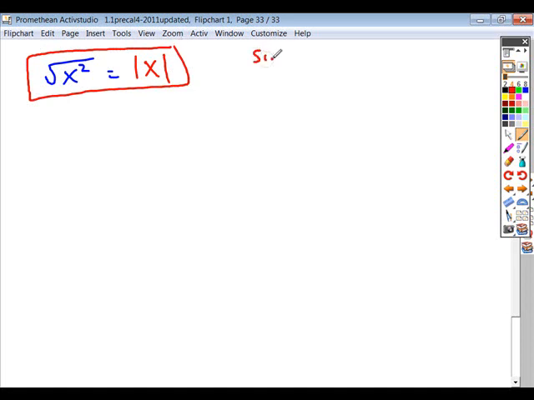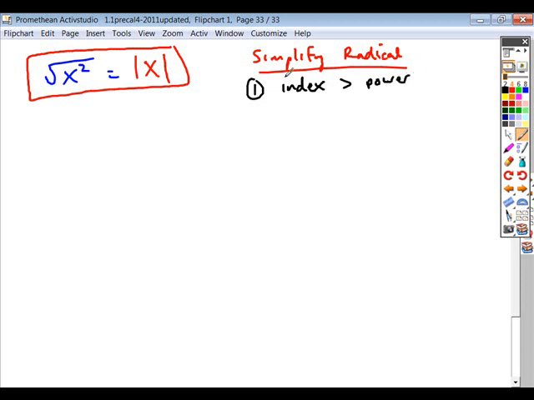Let me talk about the 4 rules of simplifying a radical really quickly, and then we'll move on and discuss some other examples of when absolute values are necessary and not. The first thing is the index of a radical has to always be greater than the powers inside. This is the rule that we're going to look at today. So here, an index of 2 and a power of 2 means we have to simplify this radical. We took out one group of 2, and it comes out to be that x value.